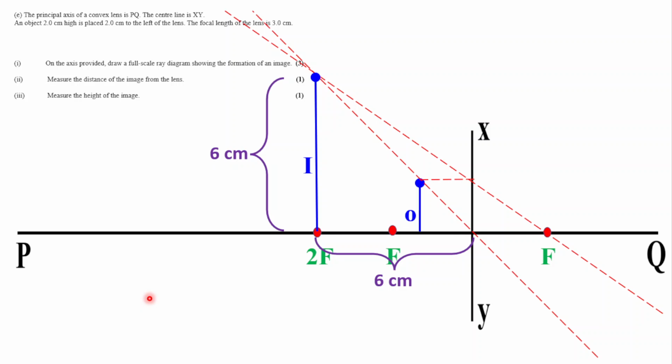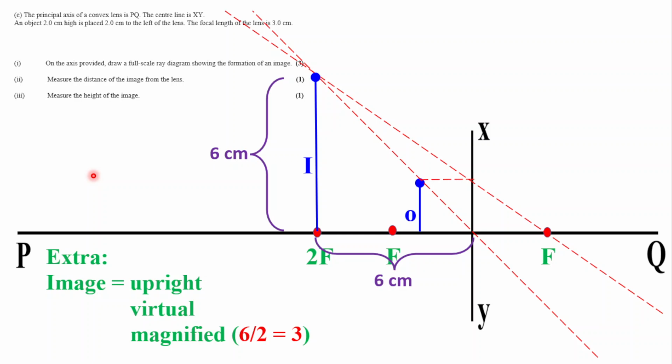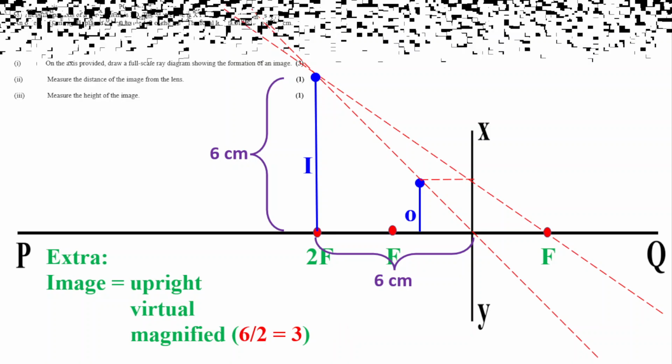And just a point to note, let me give you extra information as well. The image is upright, it is virtual, and it is also magnified. As a matter of fact, the magnification is the height of the image divided by the height of the object, which is 6 divided by 2, which says 3. So the magnification is 3. That means the image is 3 times as large as the object. All right, so that's finished with that part of the question.